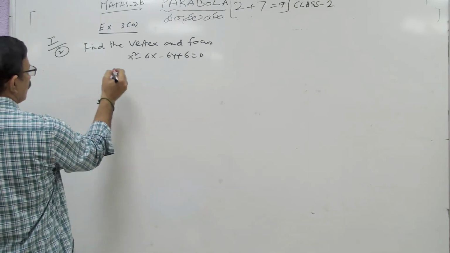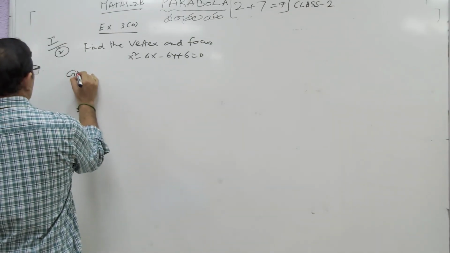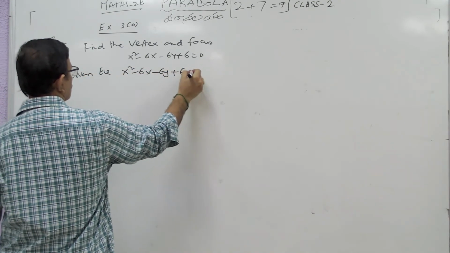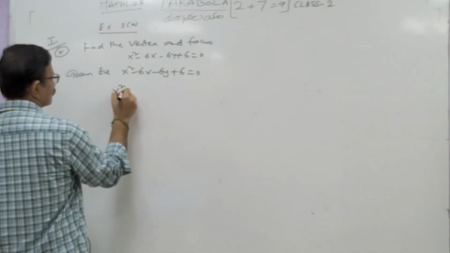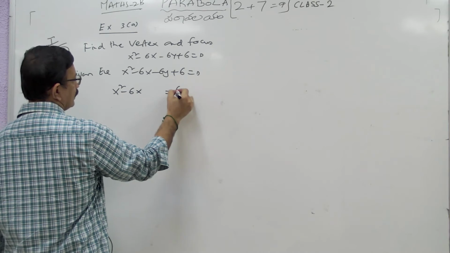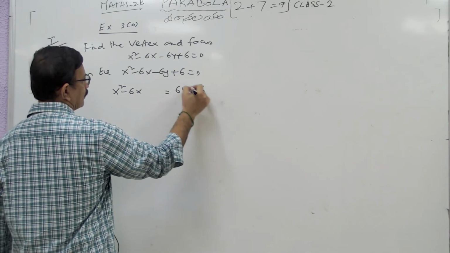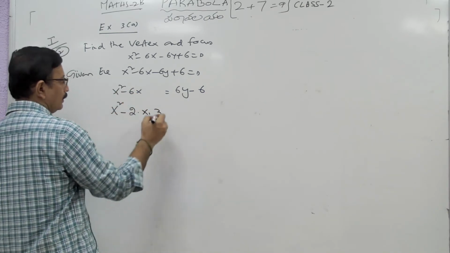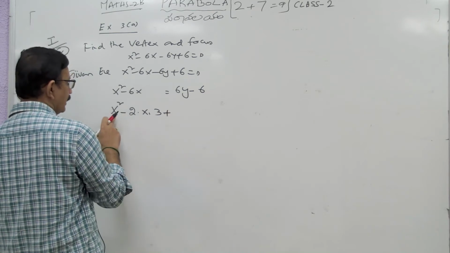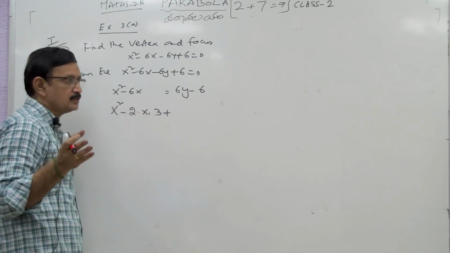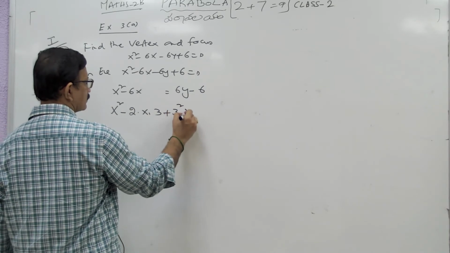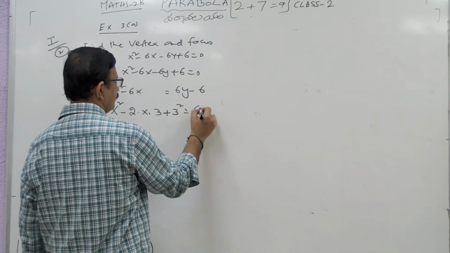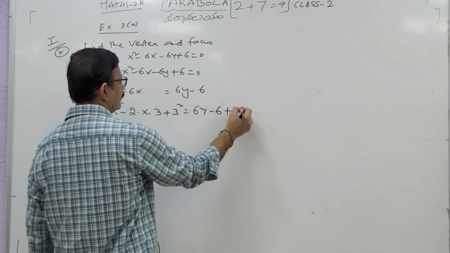Okay, right. Now what is the given equation? Given equation x² - 6x - 6y + 6 is equal to 0. Now this is x² - 6x is equal to, take this to the other side, so -6 + 6y - 6. Now you can write this as x² - 2 × x × 3, compare this with a² - 2ab, b is equal to 3, therefore the next term is b², 3². That means 9 we are adding to the left side, therefore the same thing should be added to the right side.